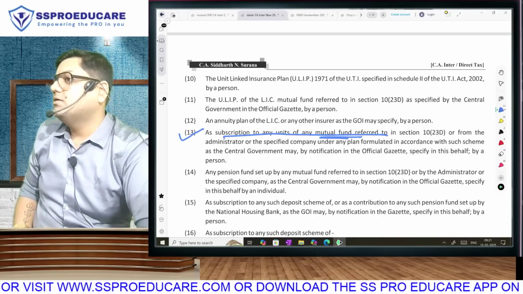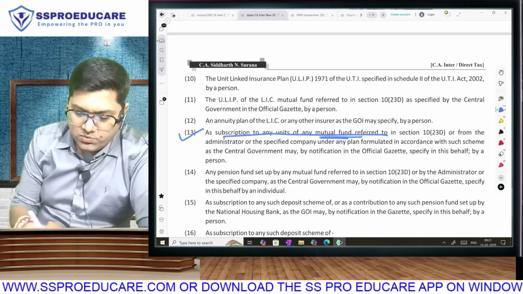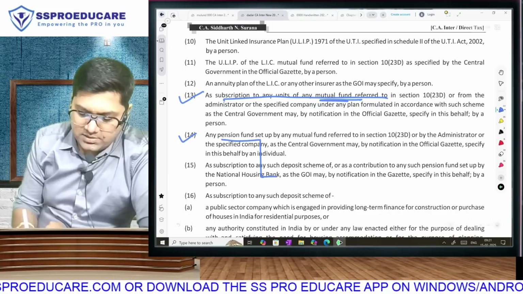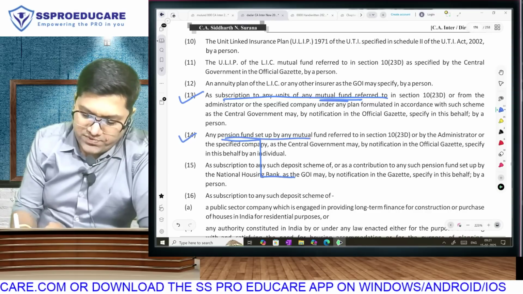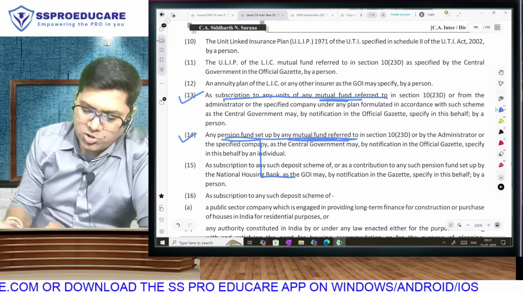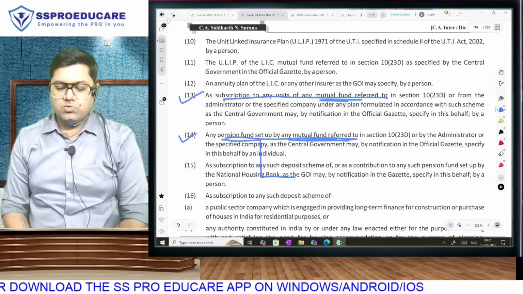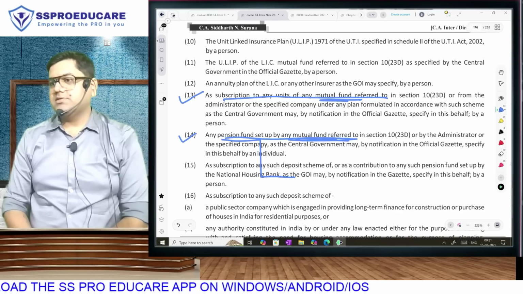So if you buy any specified mutual fund units, you are going to be eligible. If you contribute money in a pension fund, if you contribute money in a what, bro? Pension fund which is set up by a mutual fund company. Sir, what is this? What do you mean by this?